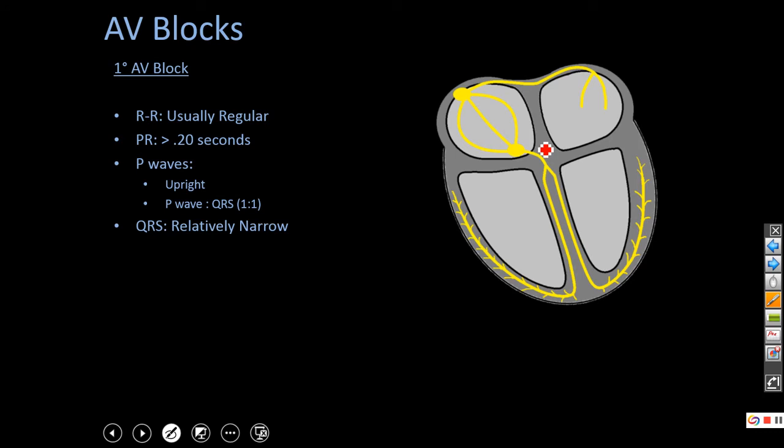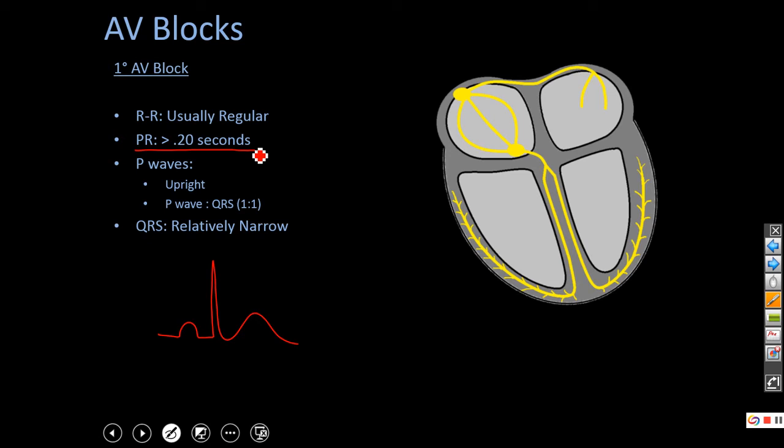First degree AV block. First degree AV block is when the AV node delays impulses longer than it's supposed to. So a normal PR is 0.12 to 0.20 seconds. So if your PR is 0.20 seconds, that's normal. However, with first degree AV block, your PR is going to be greater than 0.20 seconds.